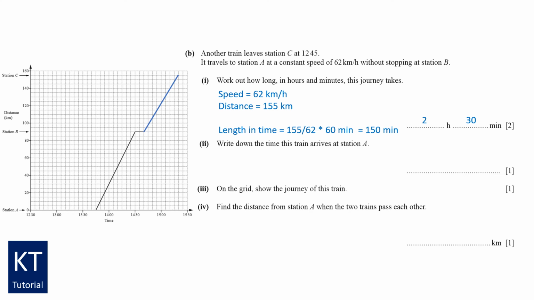Next, write down the time this train arrives at station A. It is 15:15. Next, on the grid, show the journey of this train. The added blue line represents the journey of this train.